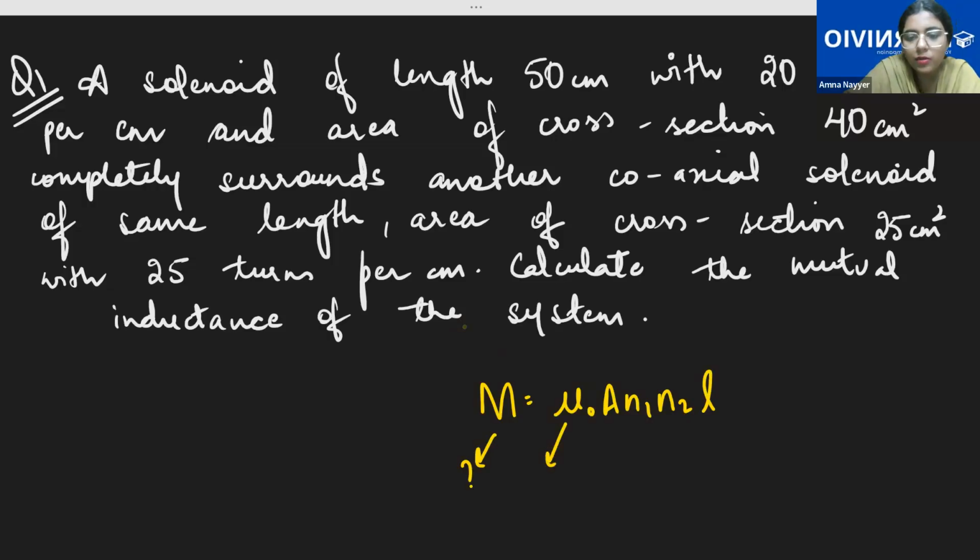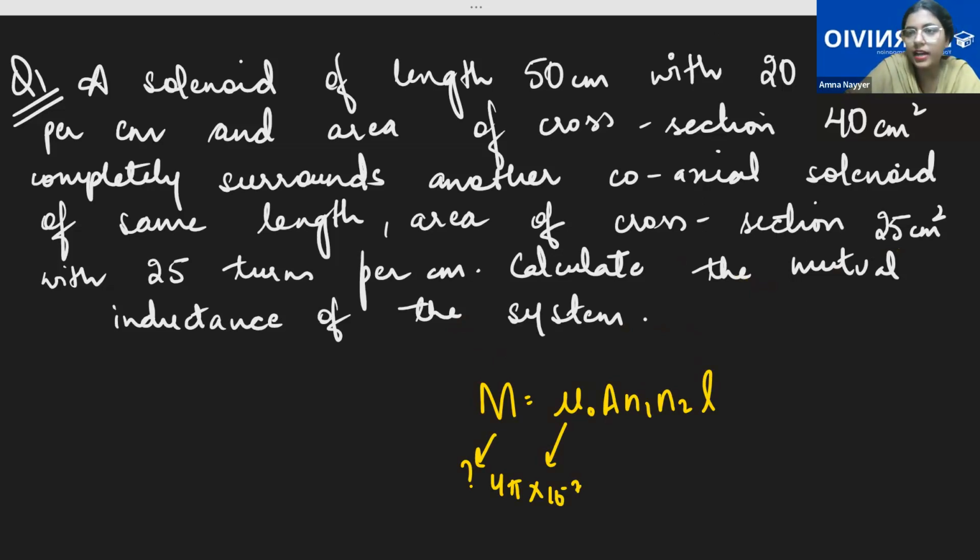Mu naught you already know it is 4 pi into 10 to the power minus 7. Area of the coil that you're taking. So it's a mutual inductance of the system. This has given different cross-sectional areas for 40 centimeters square, 25 centimeters square. Now what you will do? You will take the lesser one.